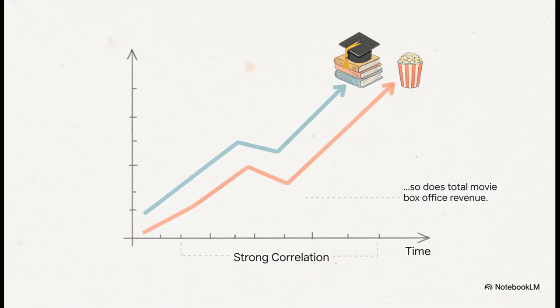Okay, now how about this one? The data shows a really tight link between the number of people getting master's degrees and the total amount of money movies make at the box office. As one goes up, the other goes up. Statistically, it's another super strong correlation.